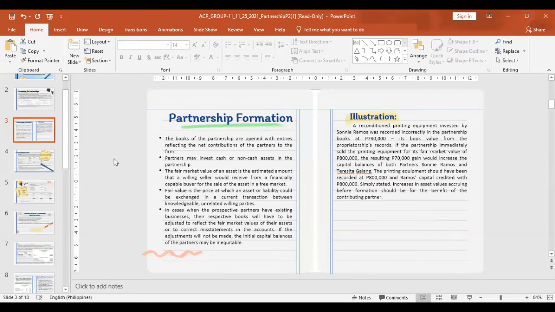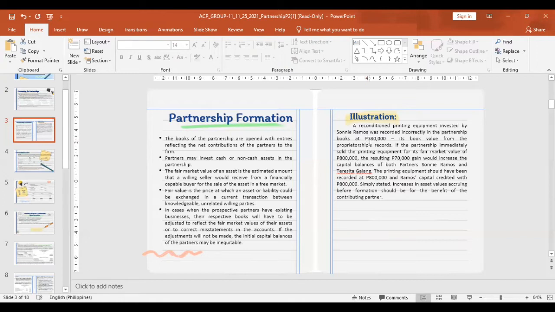Yung 730,000 daw is book value ng printing equipment na ininvest ni Sonny Ramos. So if the partnership immediately sold the printing equipment for its fair market value of 800,000, the resulting 70,000 gain would increase the capital balances of both parties, Sonny Ramos and Teresita Galang. So the printing equipment should have been recorded at 800,000 and Ramos capital credited with 800,000. So simply stated, increases in the assets values occurring before formation should be for the benefit of the contributing partner.